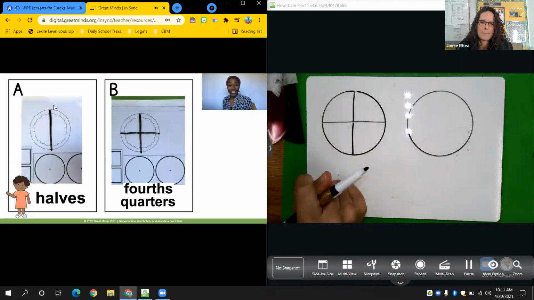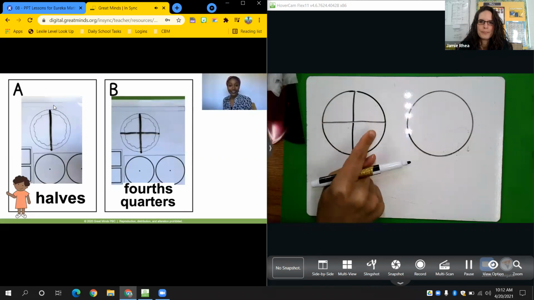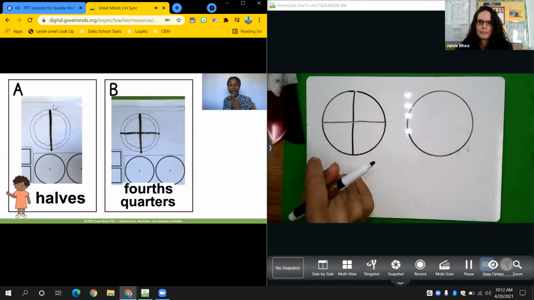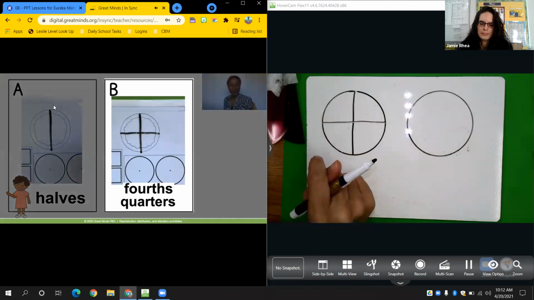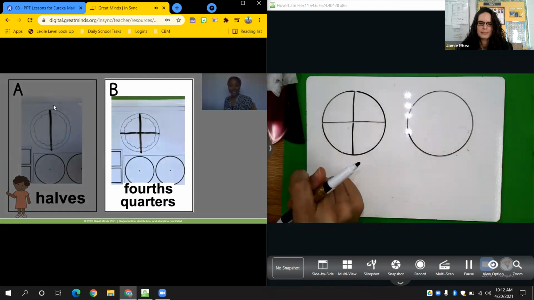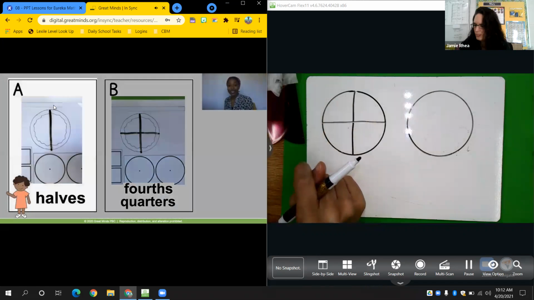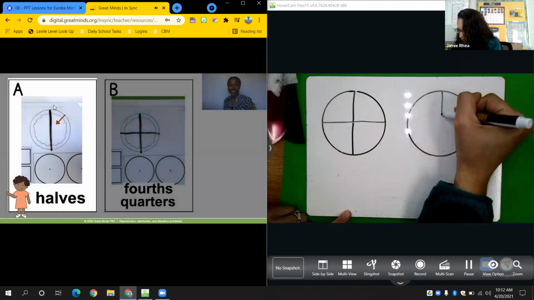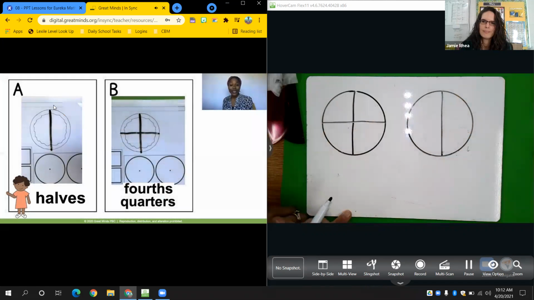Who has more pizza slices? We do. We have 4. That's right, partner B. You have more pizza slices. I see 1, 2, 3, 4 slices on yours, and 1, 2 slices on top. I want us to color now. Natalia, you're going to color 1 piece. And mathematician, I want you to color one of your pieces.